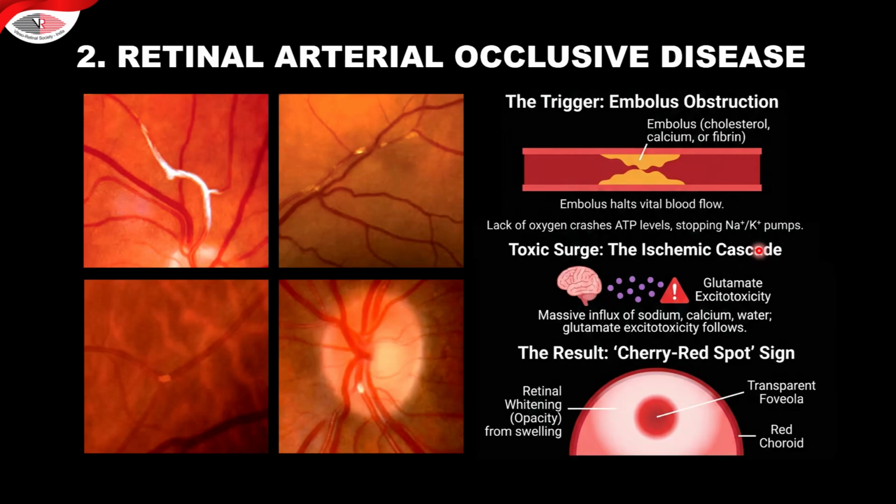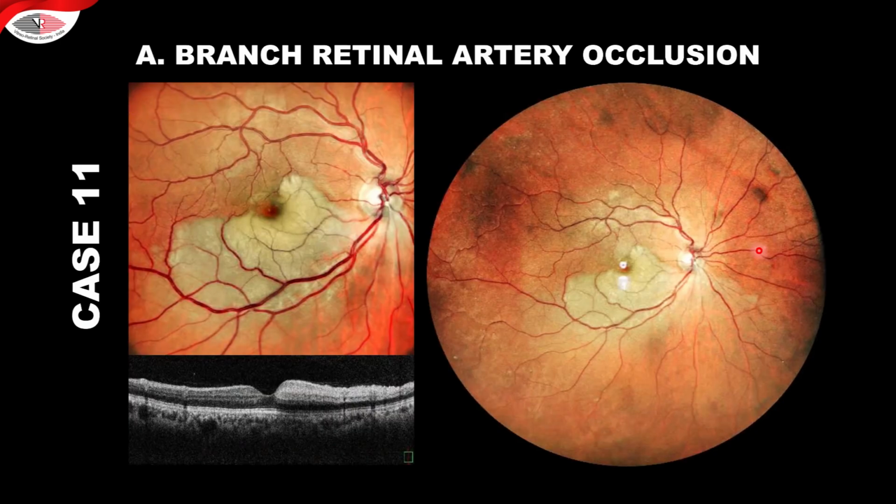Then we come to the retinal artery occlusive disease. It's basically triggered by an emboli formation of a cholesterol, calcium, or a fibrin, which starts this whole ischemic cascade, and causes extensive edema to the area after a blockage, and the damage happens within a few minutes. The result is a cherry red spot sign. The retinal whitening happens around it, leaving the central macula looking like a cherry red in most of these situations.